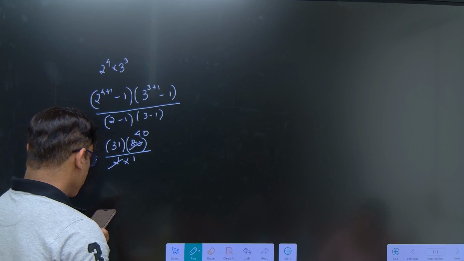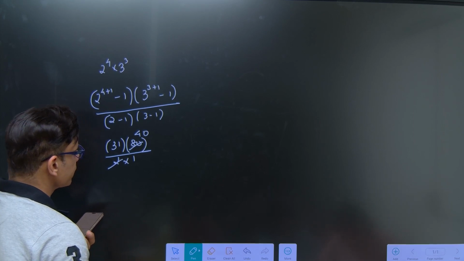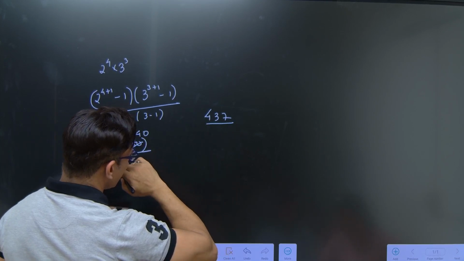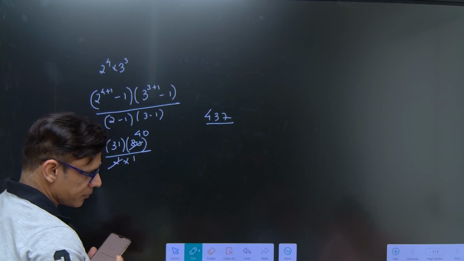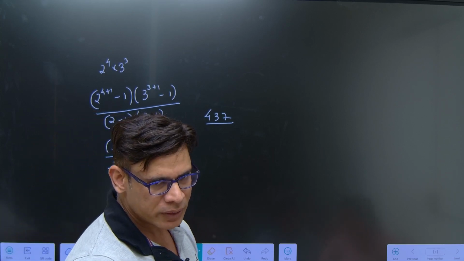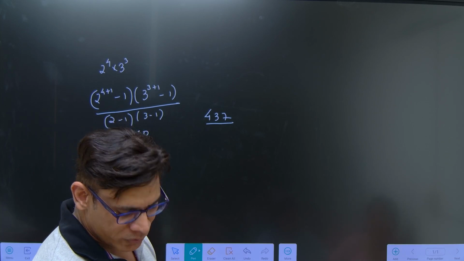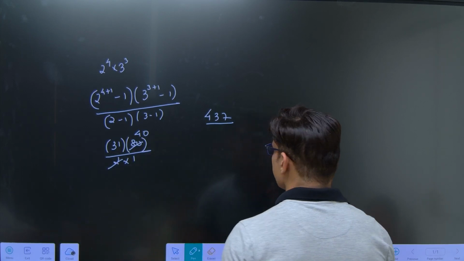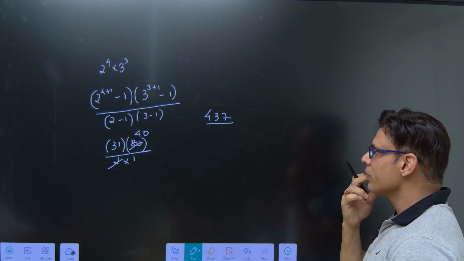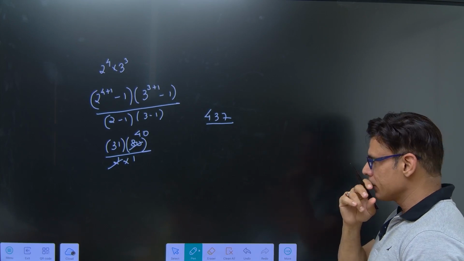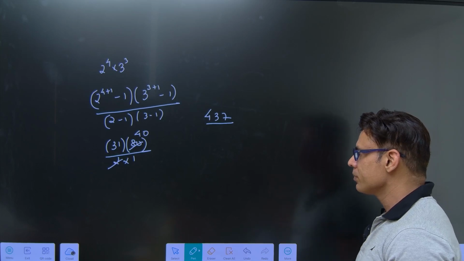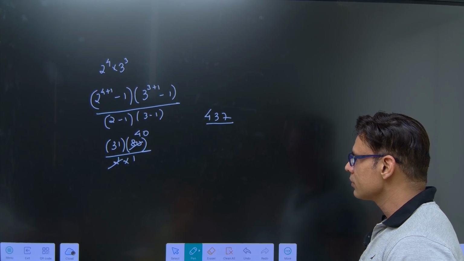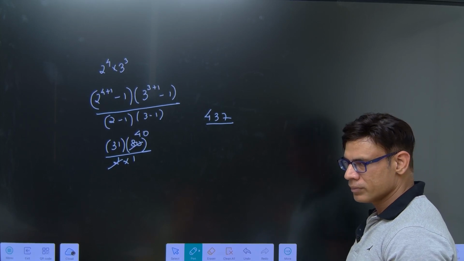Sum of factors you can find out for 437. What is the prime factorization of 437? Is it divisible by 2? No. Divisible by 3? You always have to check the divisibility with prime numbers. Divisible by 5? No. 7 you have to check. 7, no. Right? 11, 13. No. 17.